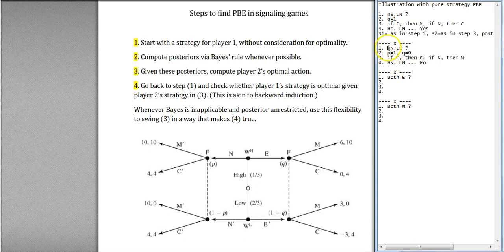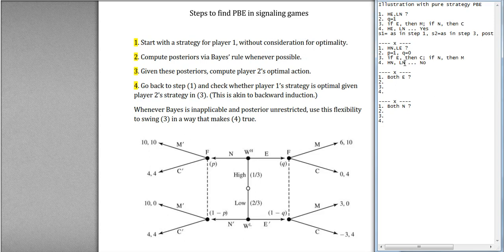The strategies specified in step 1 are not optimal, in particular not optimal for the low ability person. It's not true that it would want to get educated. All right, so there is no separating equilibrium in which a high ability person does not get educated and a low ability person does. All right, so let's now turn to pooling equilibria.